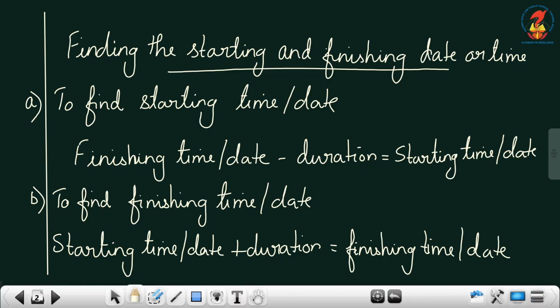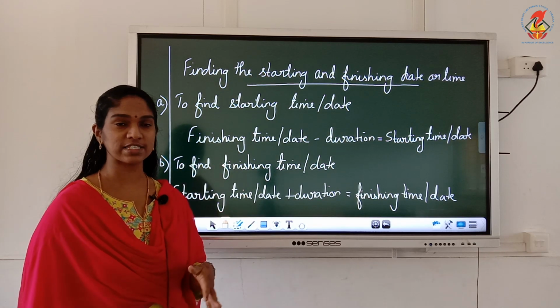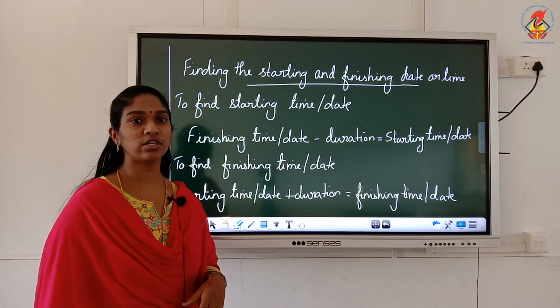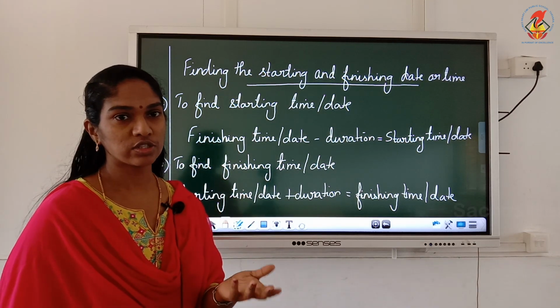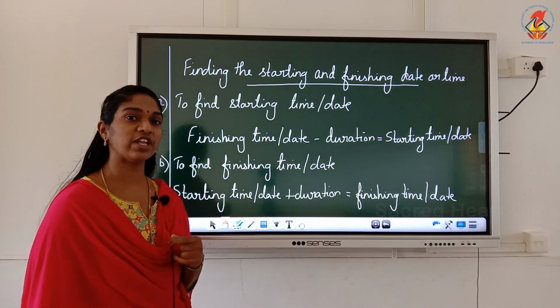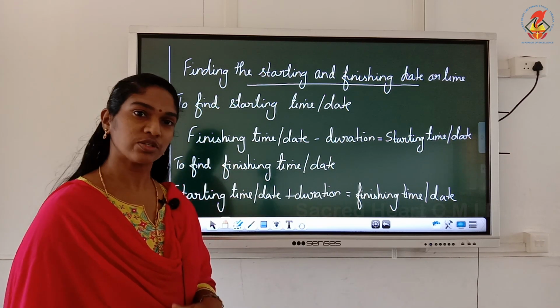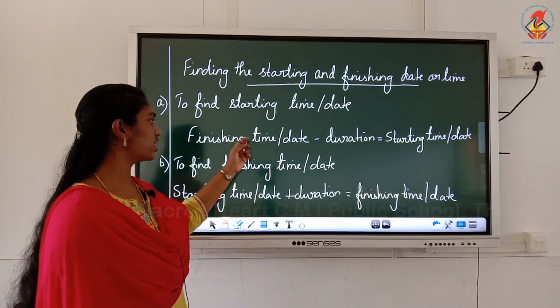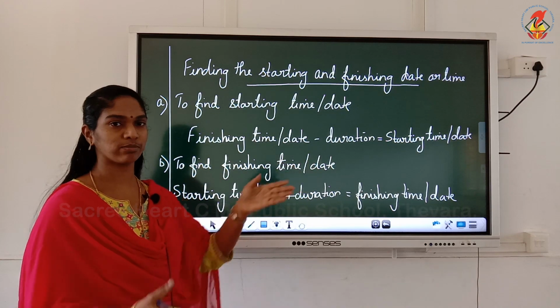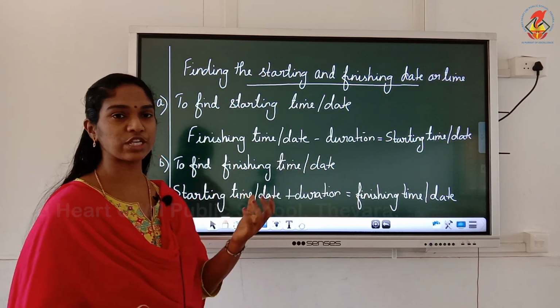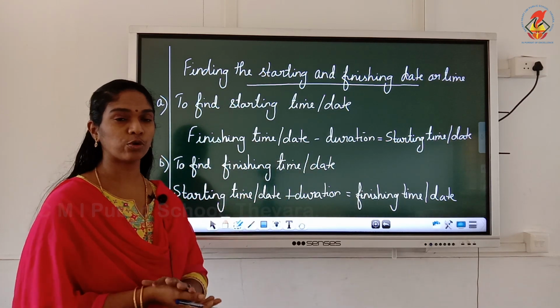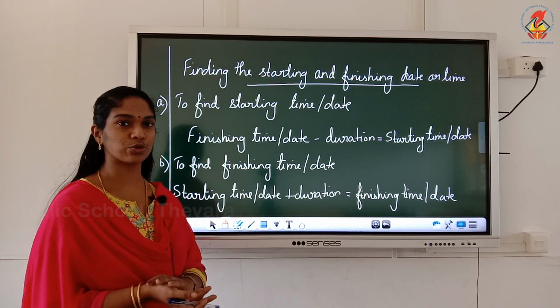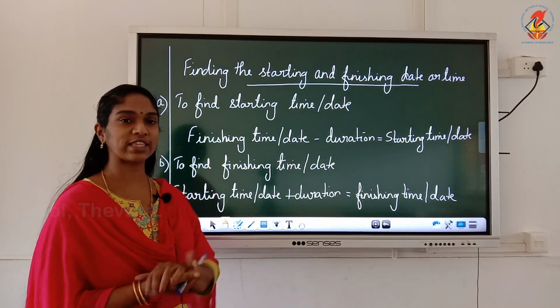If you want to find the starting time or date, suppose a program lasted for 10 days and it finished on August 15th, and they are asking you what is the starting date, when did the program start. What we do is take the finishing date or time and minus the duration, how long it took. In the previous example, 10 days it took, so minusing the 10, you will get the starting date or time.